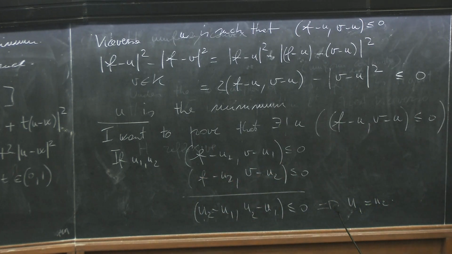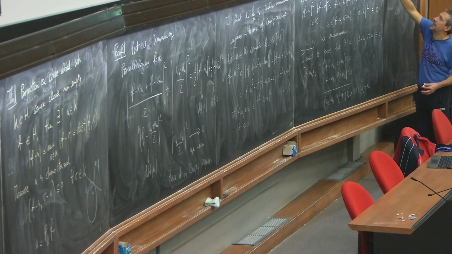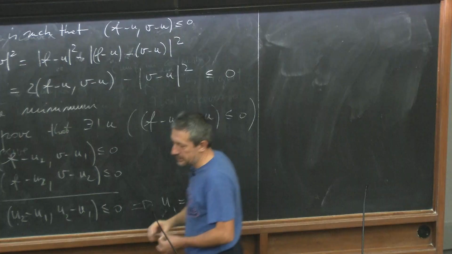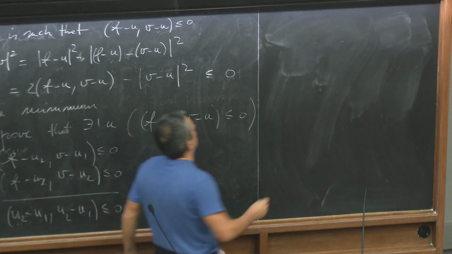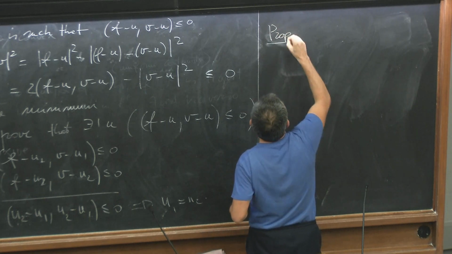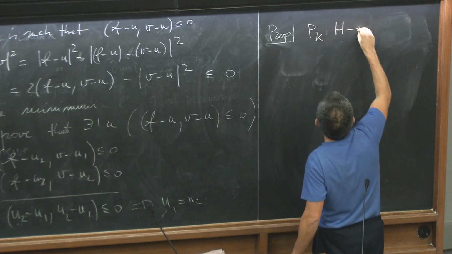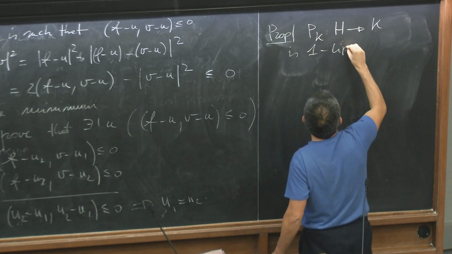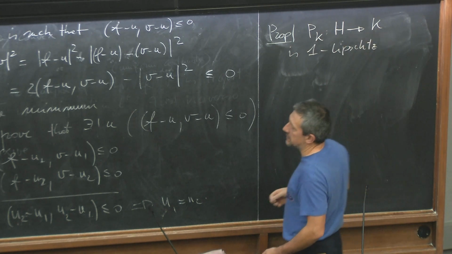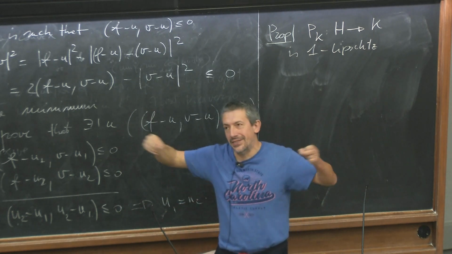What is smart is instead that the minimal characterization gives that the projection operator is one Lipschitz. So we are almost finished, but not yet. Proposition: the projection P_K from H into K is one Lipschitz, which is clear, I mean, in R^n, because projections shrink distance. You can't have something which goes far.